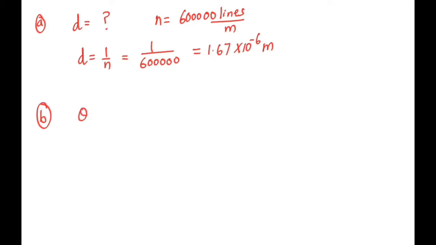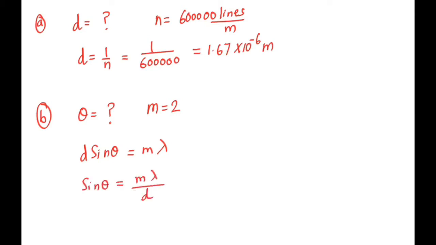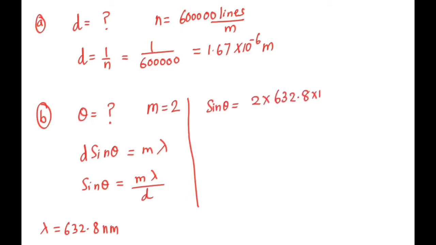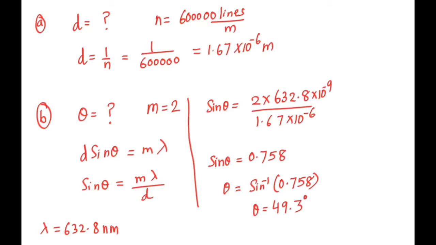Now in part B, it was asking for theta and giving you m as 2. So we will use the second formula for diffraction grating, which is d sine theta equal to m lambda. We rearrange for sine theta, and lambda is given in the problem as 632.8 nanometer. We use that and the value of d as 1.67 into 10 to the power negative 6, and we get sine theta as 0.758. To get theta, we do sine inverse of 0.758, and we get theta as 49.3 degrees.